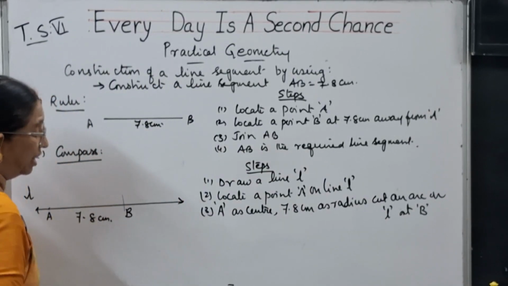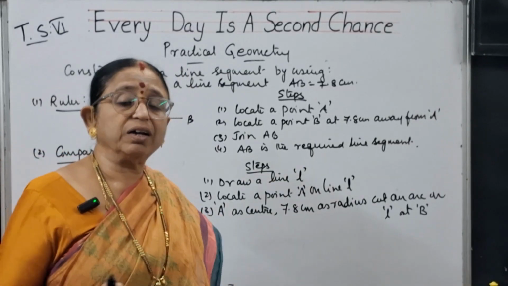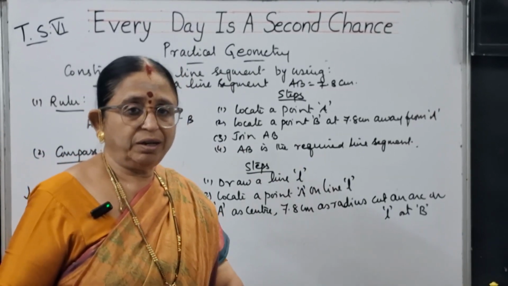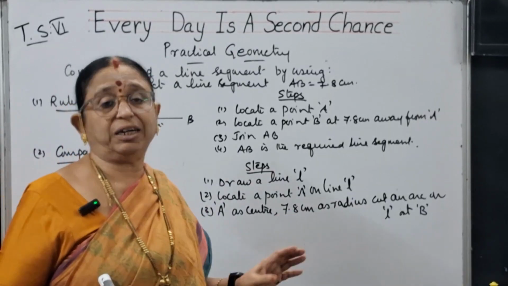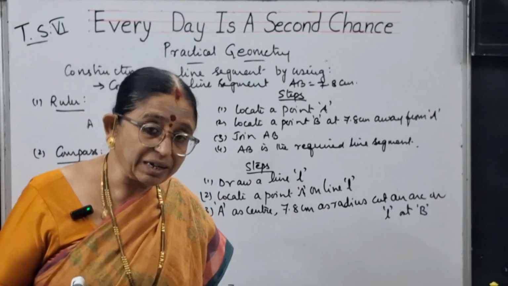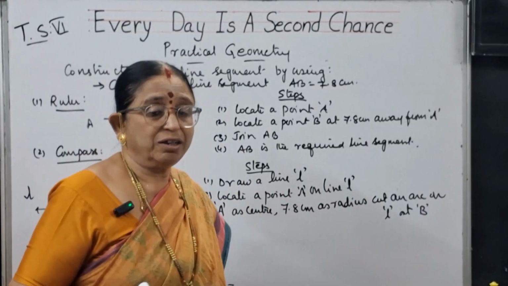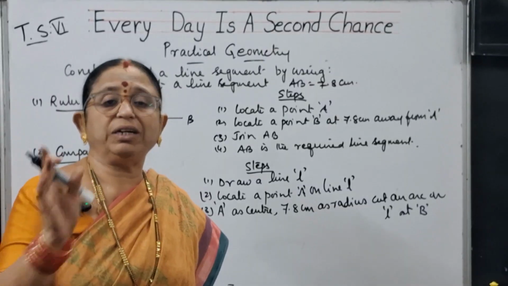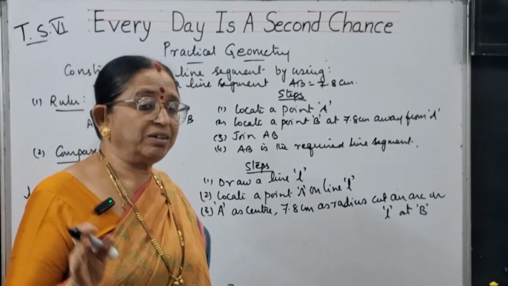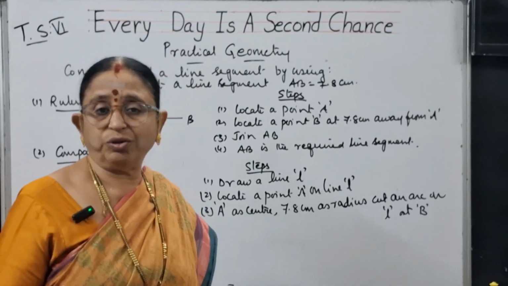Why am I writing cut? Because you are drawing this arc upon a line segment. So this arc is cutting the line segment. Line upon a line you are drawing an arc. The arc is cutting the line. That is why you are writing cut an arc. Suppose you are drawing arc first, then you will write only draw an arc. So your construction steps depends upon how did you do.